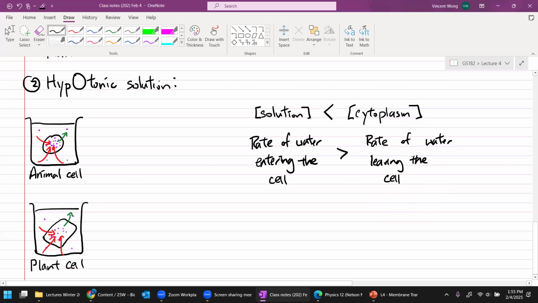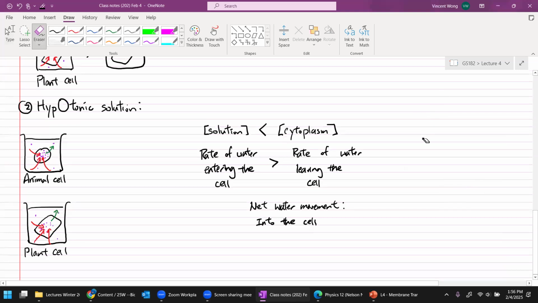So what's going to happen to our cell? Is it going to get bigger, smaller? Yeah, it's going to get bigger, right? So net water movement. Before, there was no net movement. In equals out. But now, net water movement would be into the cell. Into the cell. And so I'm going to draw the basin again here to help you understand.